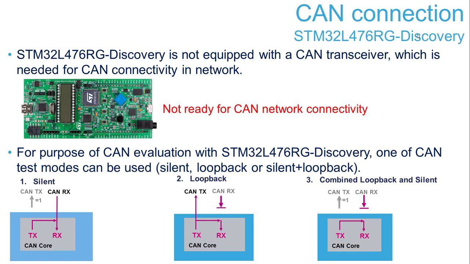The second is the loopback mode where TX and RX lines are short circuit again, yet you can still transmit to the outside world but not receive. The third is the combination of both previous modes, but you can't either receive or transmit in this mode.